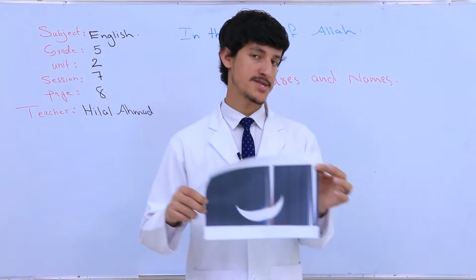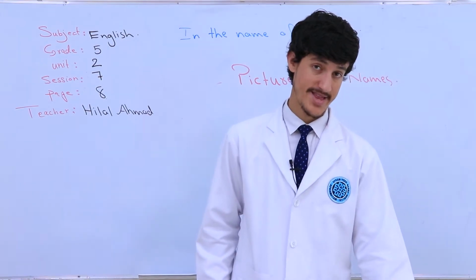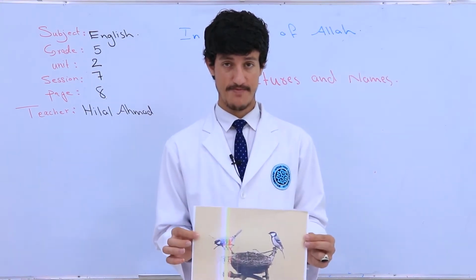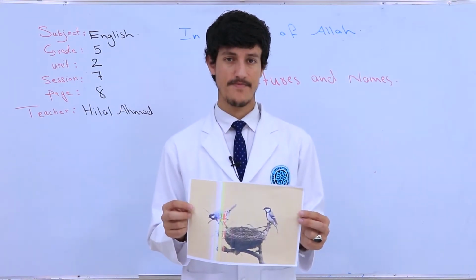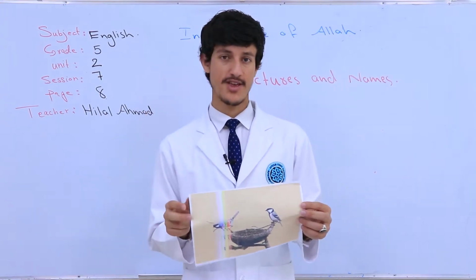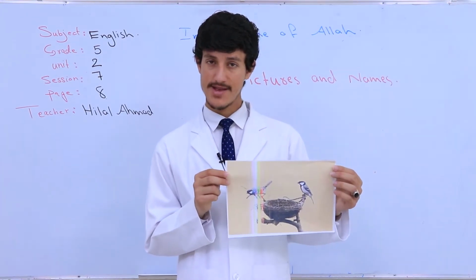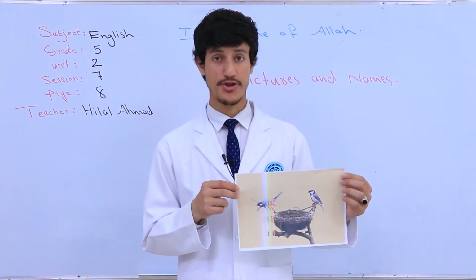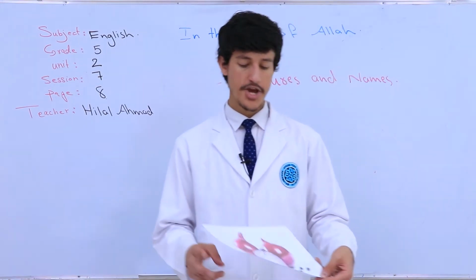Moon. And the next picture is nest. What? The next picture is nest. There is a nest in that tree. Nest means a bird's nest. Nest. What? Nest. And what is this? Do you know this?